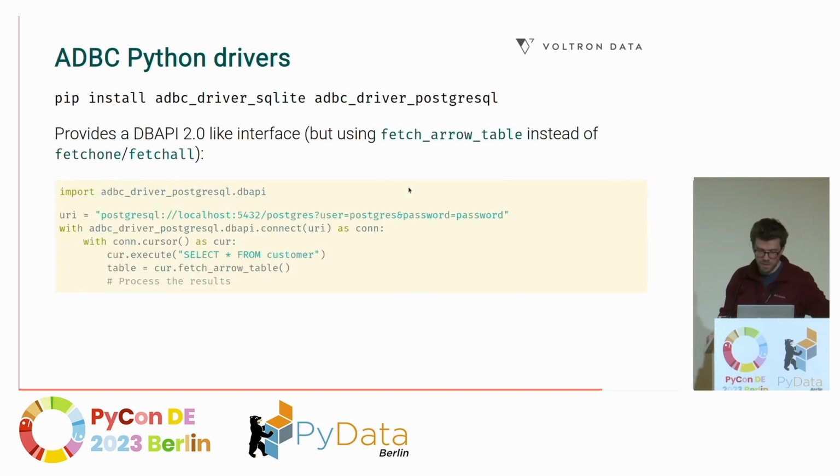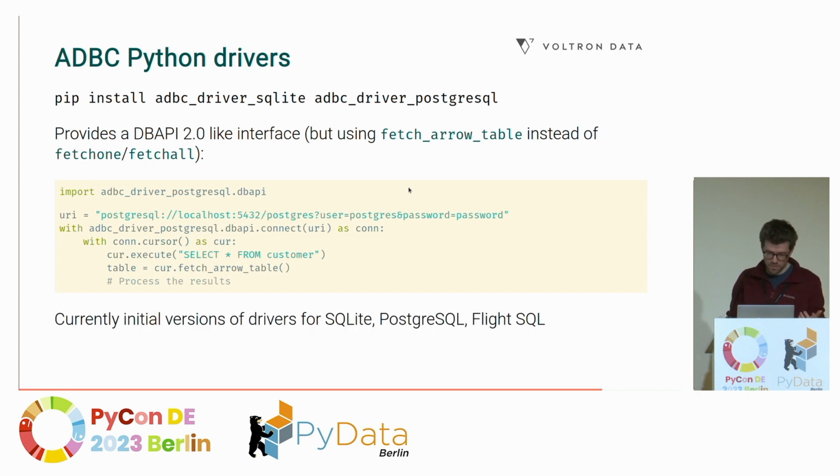Here is a small example of how it works in Python. There are already some drivers, very initial versions. They don't necessarily implement everything. There are some available, for example, for SQLite and PostgreSQL. And they provide a very similar API as other Python database libraries. So you also create a connection and a cursor, and you execute a query. But instead of using the typical fetchone or fetchall methods, there is a fetch_arrow_table, and you get the data at once. So you get columnar data.